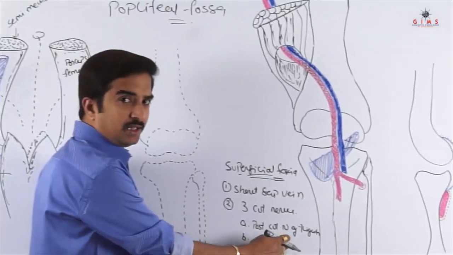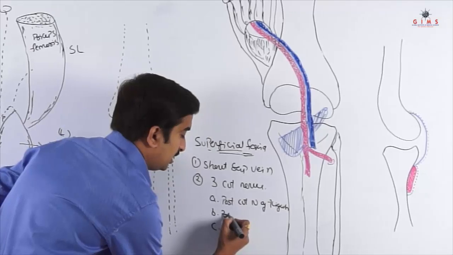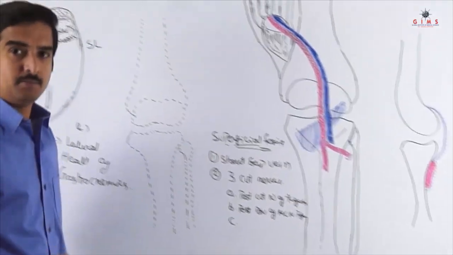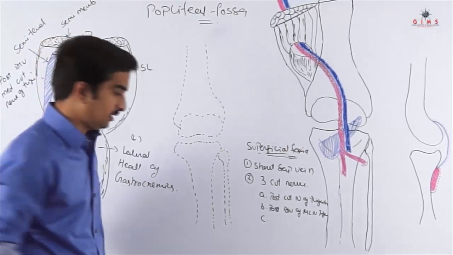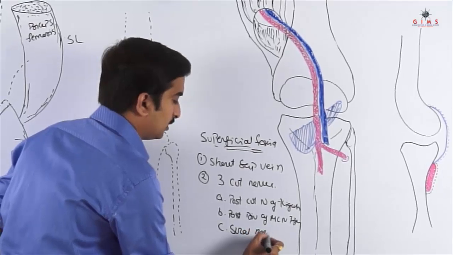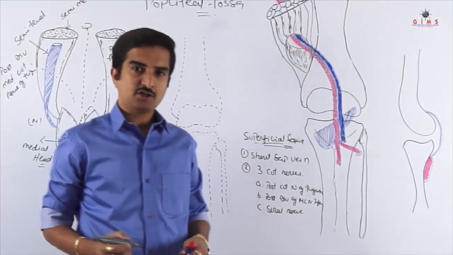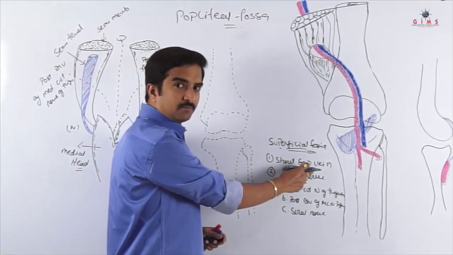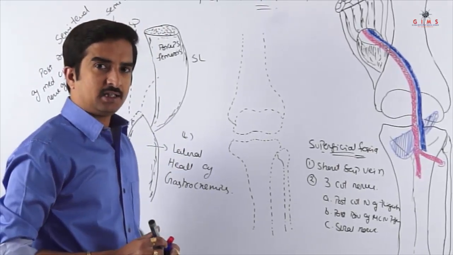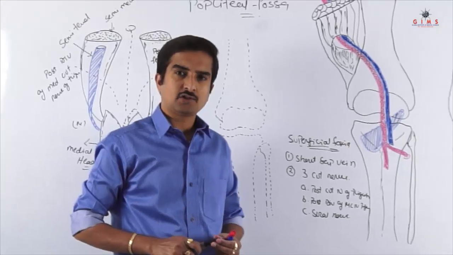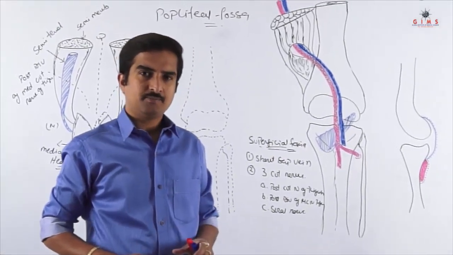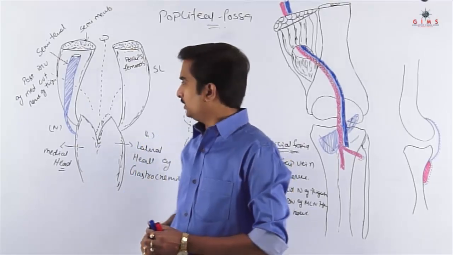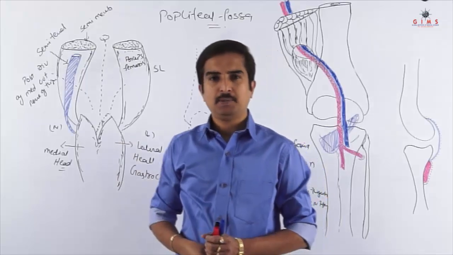The first one is the posterior cutaneous nerve of the thigh, and the second one is the posterior division of the medial cutaneous nerve of the thigh. The third one is called the sural nerve, also known as the peroneal communicating branch. So the contents of the superficial fascia are the short saphenous vein and the three cutaneous nerves. The roof is mainly formed by the deep fascia, which is also called the popliteal fascia, then the three cutaneous nerves, as well as the superficial fascia and the skin. So these are the structures which form the roof of the popliteal fossa.